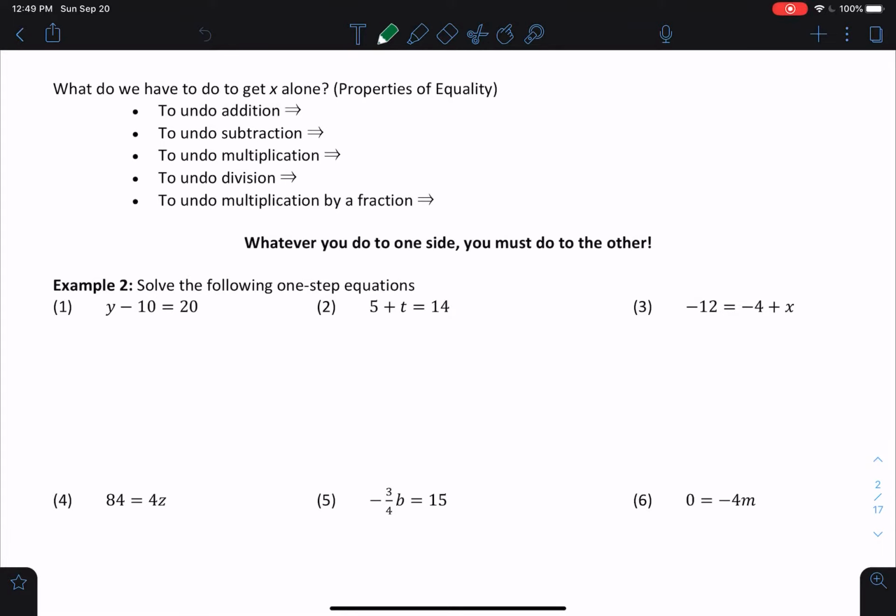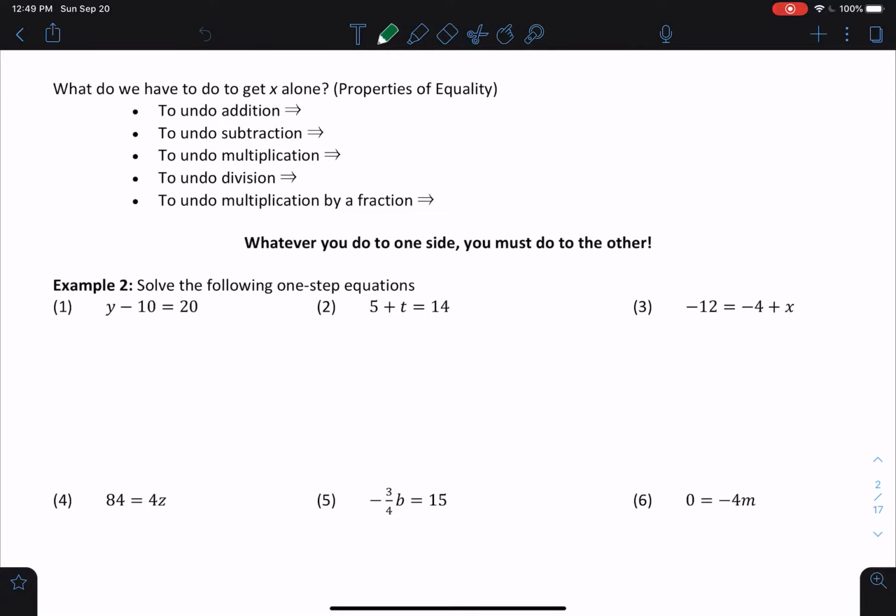So let's dive into solving linear equations. All right. The main key concept with solving linear equations is we want to get our variable by itself. So we have to undo the order of operations. So whatever we do to one side, we have to do to the other.